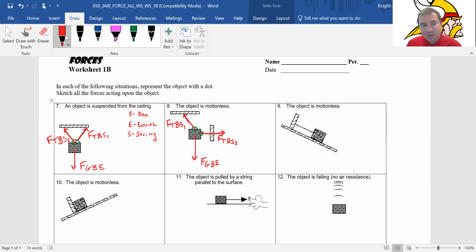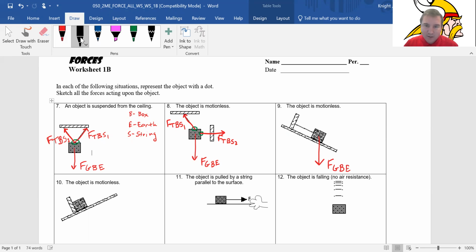You'll notice that the tension forces always go away from the object along the line of the string, right? So this one went up away from the box along the string, up to the right away from the box along the string, up to the left away from the box on the string. Object motionless. Again, we always draw gravity in. That's our first one. It's the easy one because of the Earth.